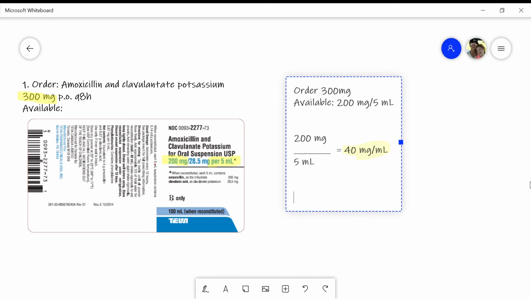So with that, once you've got your base strength, we know we need the 300 milligrams, and we'll divide that by our 40 milligrams per milliliter. And that's going to give you 7.5 milliliters is what you're going to dose.